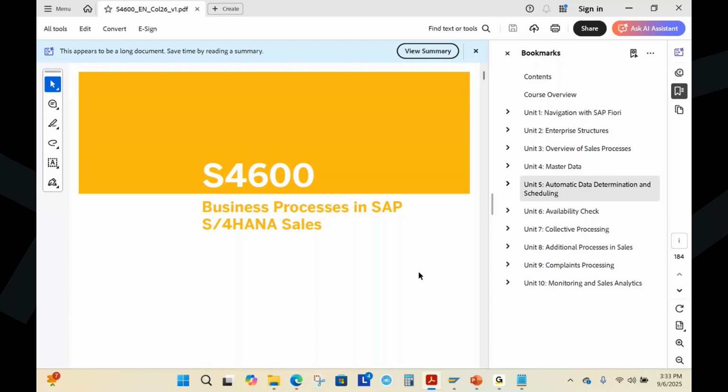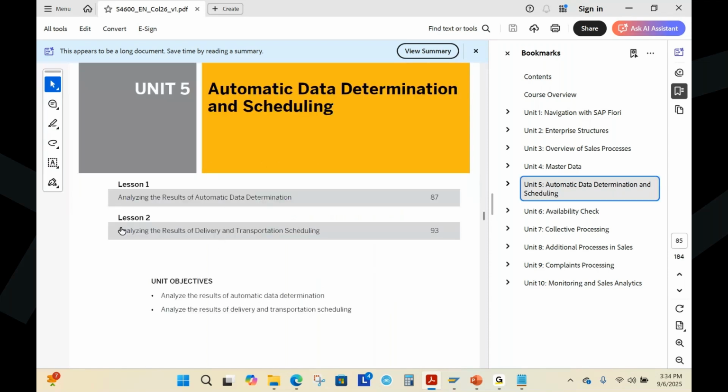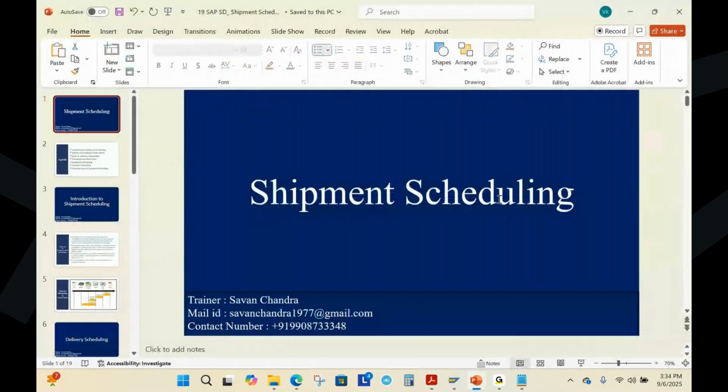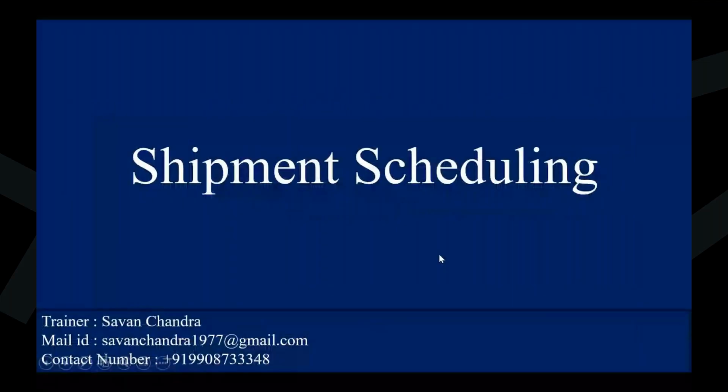Okay, hi everyone. Welcome to SAP S4 HANA SD certification training. In the course S4 600 Business Processes in SAP S4 HANA Sales, in the unit Automatic Data Determination and Scheduling, today we are covering this topic: analyzing the results of delivery and transportation scheduling. Basically, shipment scheduling we are covering today. So basically dates, all the dates, those things we'll cover today.